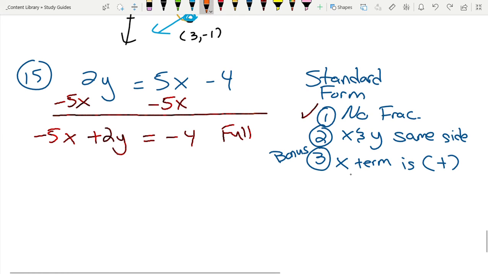But if you want the bonus, I need the x to be a positive. So if I multiply this by a -1, that turns that into a positive 5x, which I'm allowed to do. It's like a fraction buster, as long as I do it to everything in my equation. So 2y times -1 is -2y, -4 times -1 is a positive 4, and that gets you a bonus point on your test.